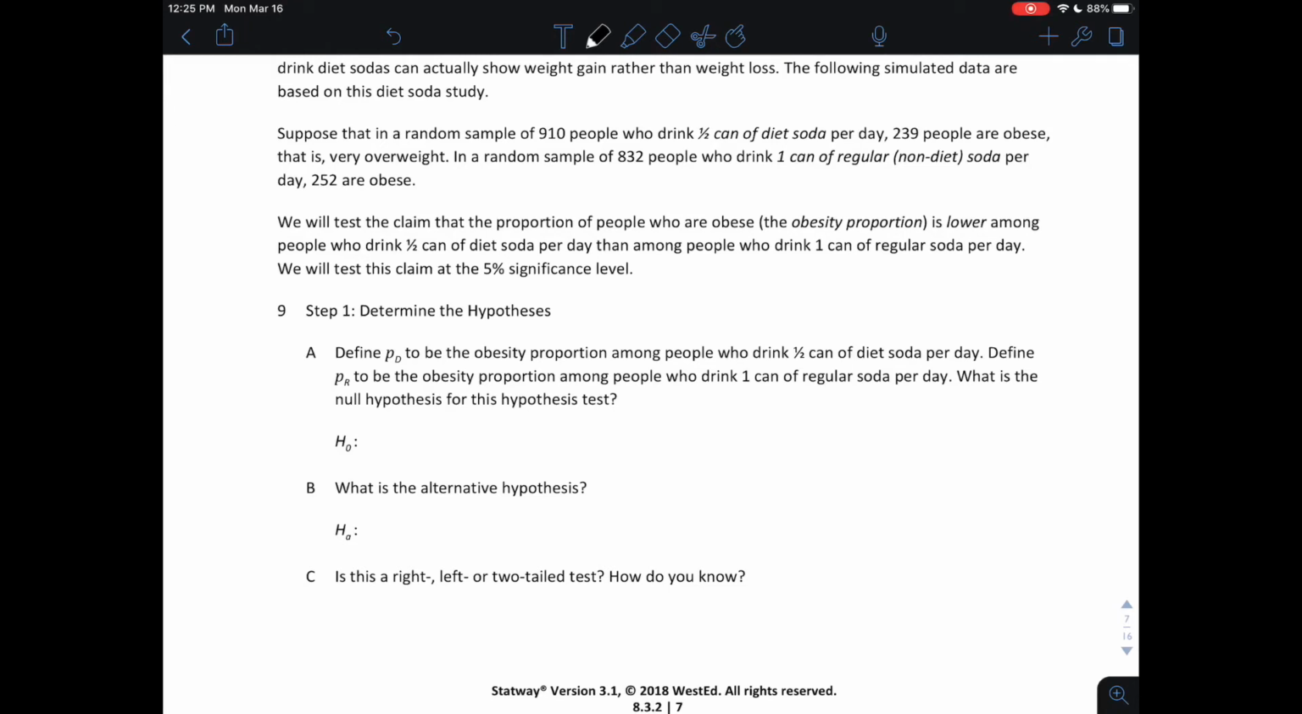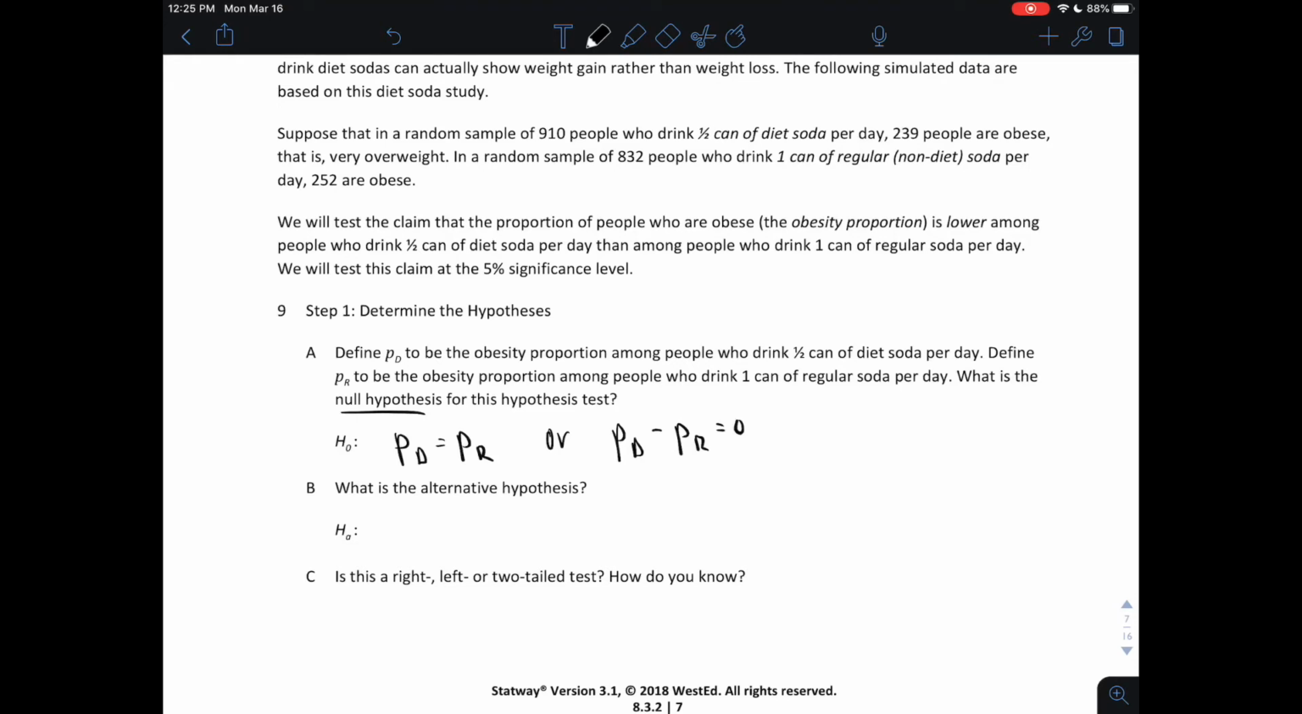So first, step 1, determine the hypotheses. Part A, define P sub D to be the obesity proportion among people who drink a half can of diet soda per day. Define P sub R to be the obesity proportion among people who drink 1 can of regular soda per day. What is the null hypothesis for this test? Just like we saw before, the null hypothesis is going to have equality between these two proportions. So we can simply say P subscript D equal to P subscript R. And we can also state that that means that the difference PD minus PR is equal to 0.